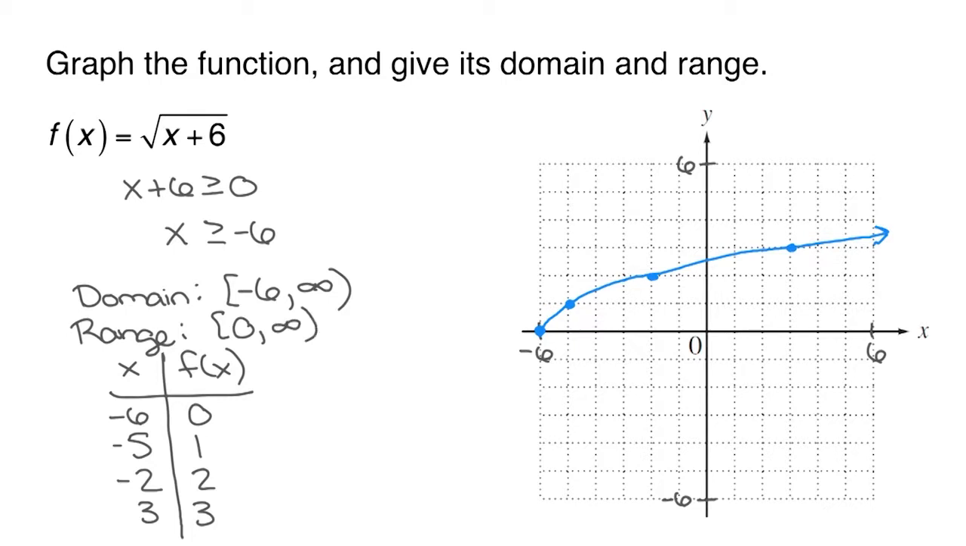Notice that the graph of f(x) = √(x + 6) is shifted 6 units left compared to the graph of y = √x.